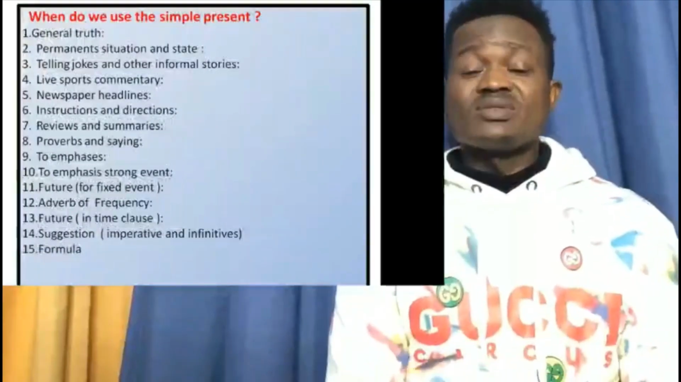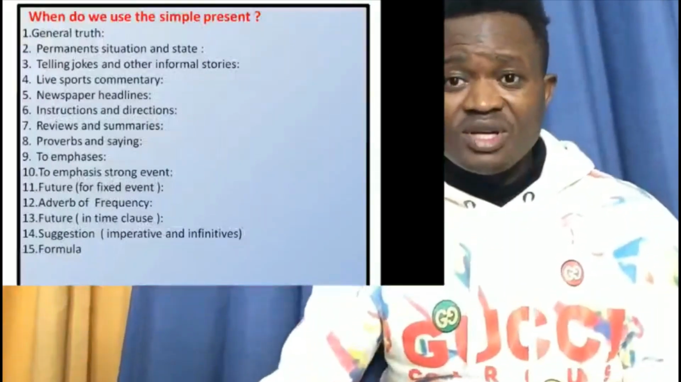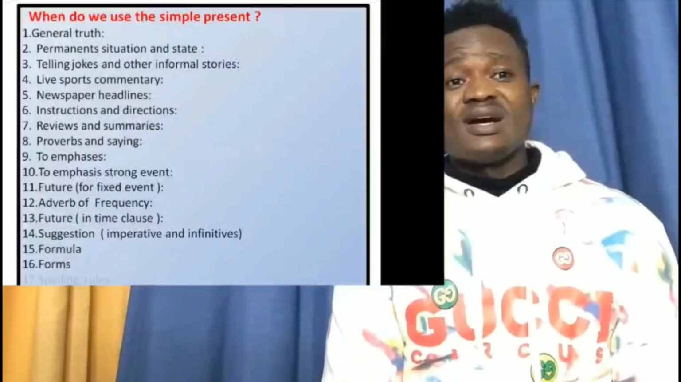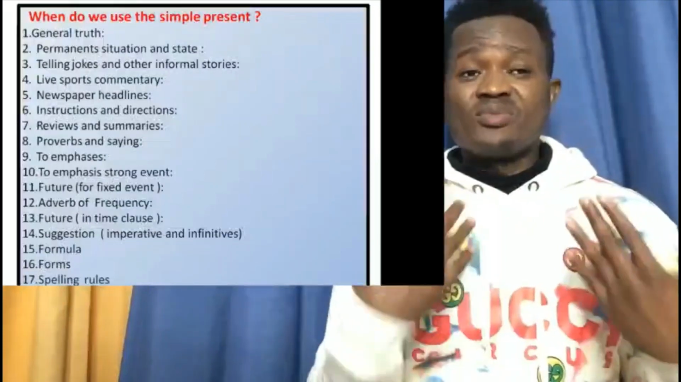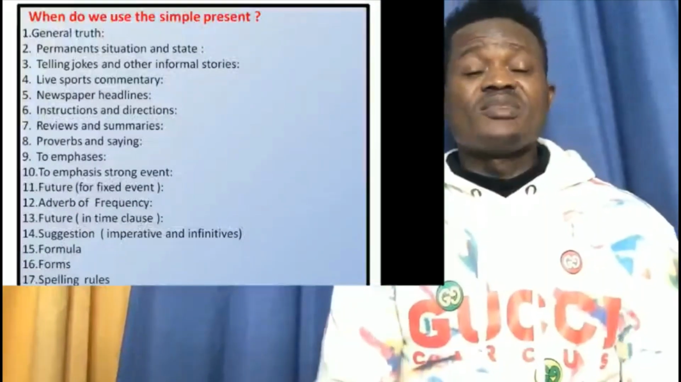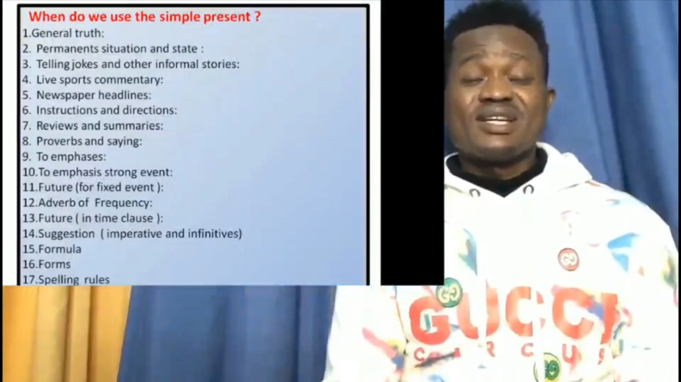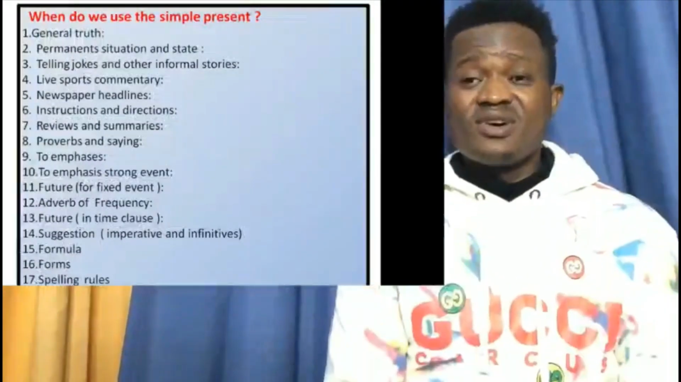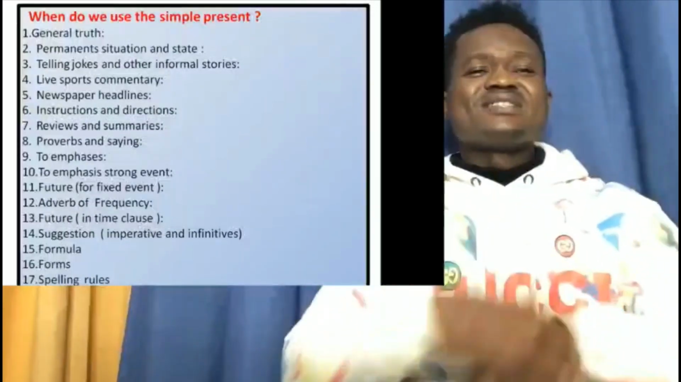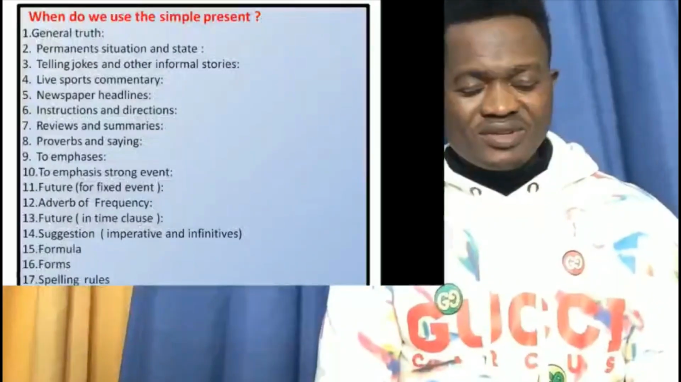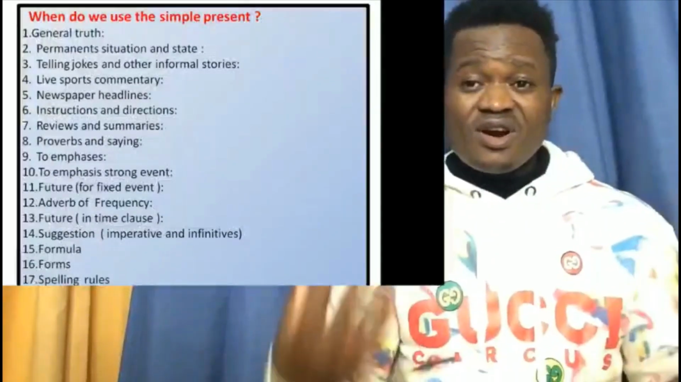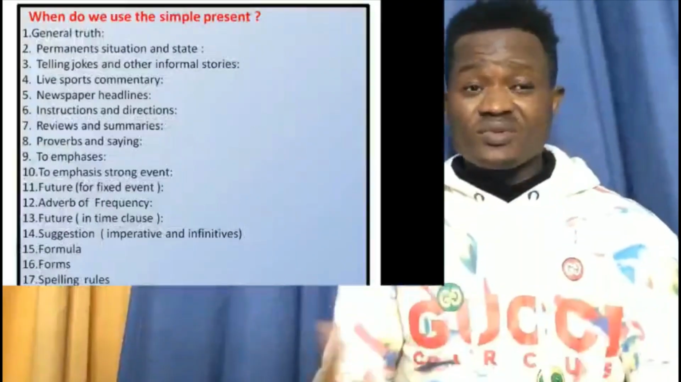We also talked about the forms for present simple: the positive form, that's the affirmative form, the negative form, and the interrogative form, that is the question form. We also talked about the spelling rules. So this is all about present simple. If you want to know everything about present simple, don't forget to check all the videos, parts 1, 2, and 3.